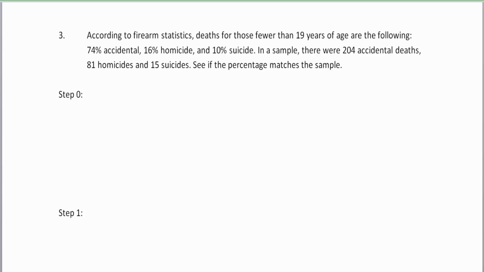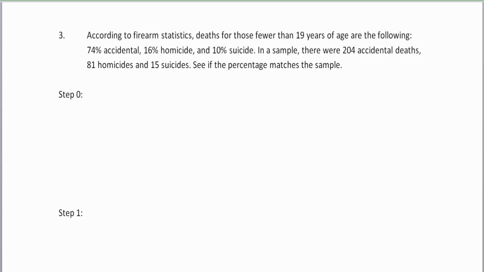According to firearms statistics, deaths for those fewer than 19 years of age are the following: 74% accidental, 16% homicide, and 10% suicide. Now these percentages indicate that this is not a preference, no preference test. This is a test where we are checking to see if the actual data matches the percentage. So this is the quintessential goodness of fit test.